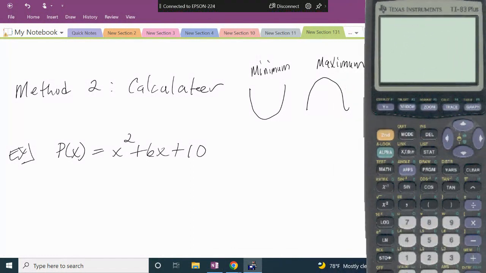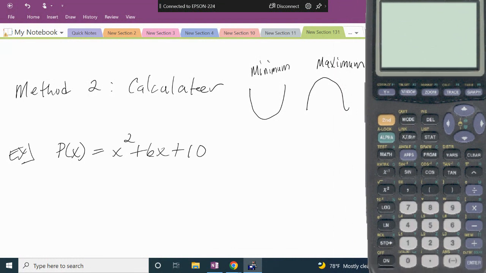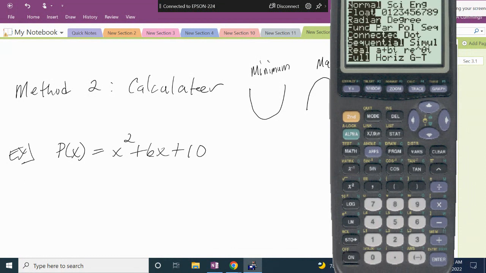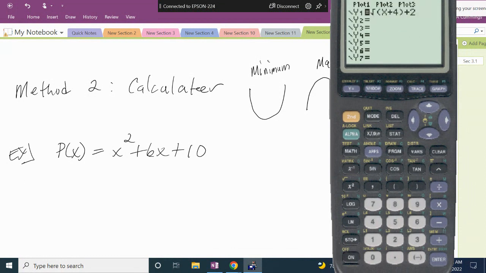So let's find the vertex using the calculator. We know we should get negative 3, comma 1. The first thing I'm going to do is turn the calculator on and go to y equals. I'm going to clear out the function that's in y equals and put in x squared plus 6x plus 10, and then graph. I'm going to use zoom 6 to graph.